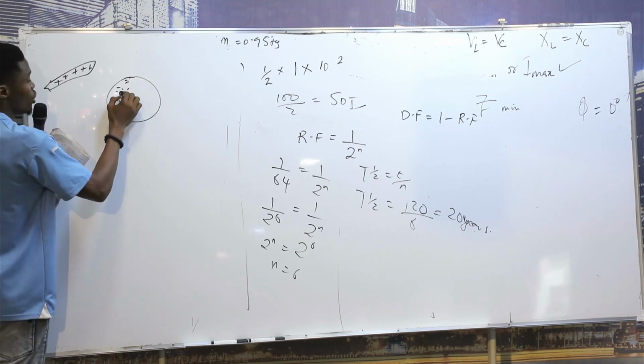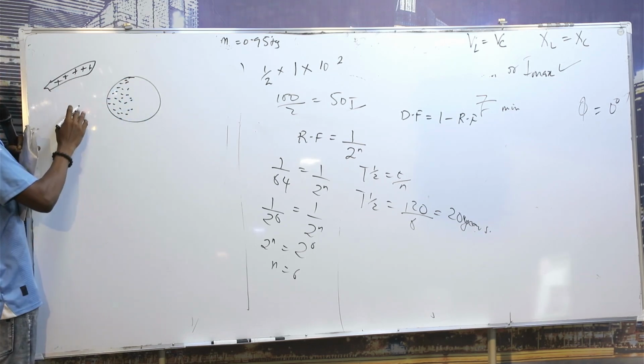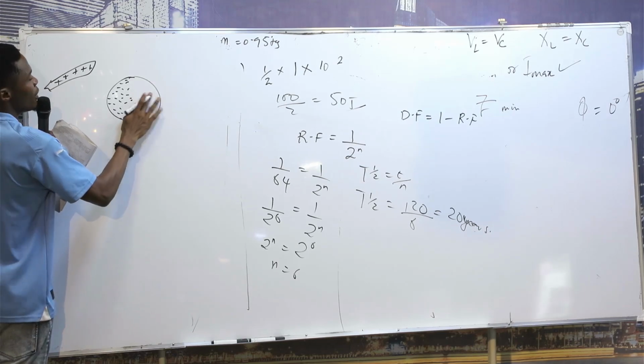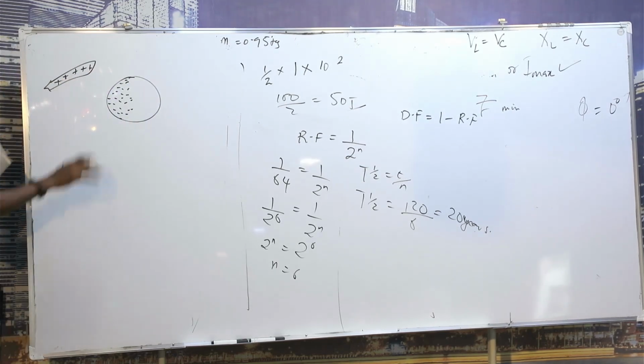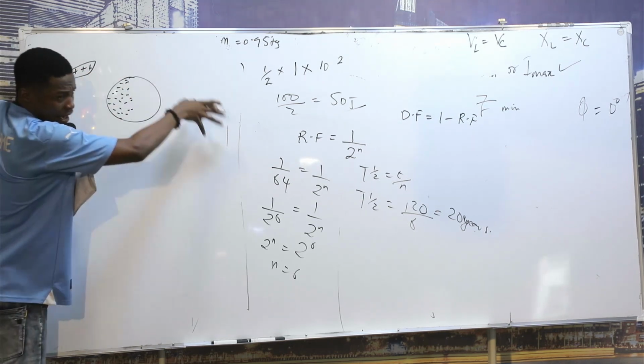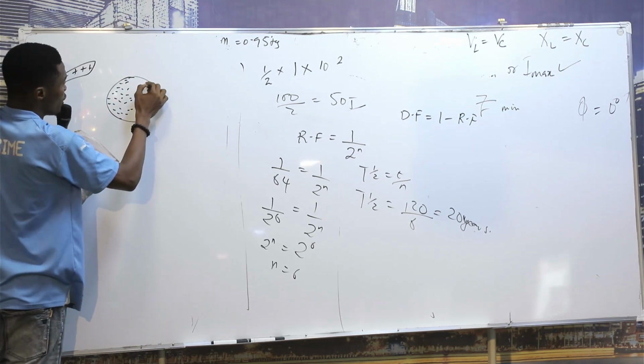Are you with me now? Negative charges will be closer to this side. Then positive charges will move away from that position. Am I making sense? Why are positive charges moving away? Because they are being repelled. So positive charges will move away.